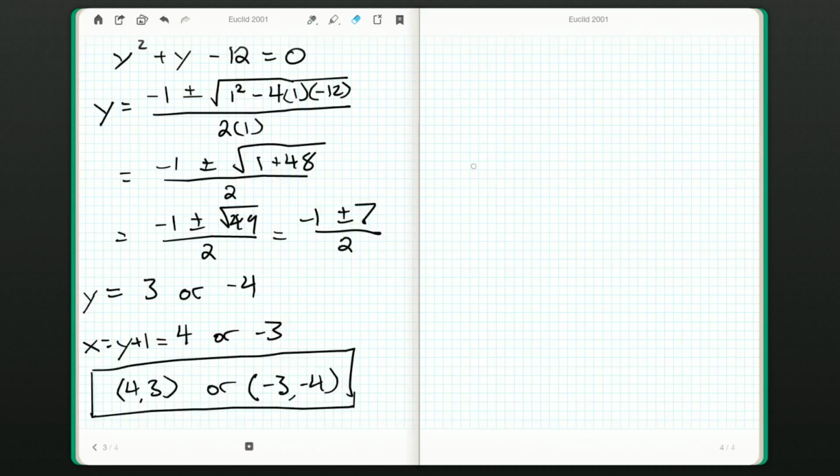Looks like we're blue here. We'll switch it back to black.